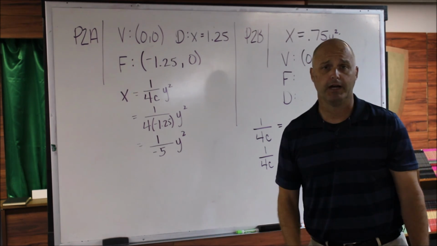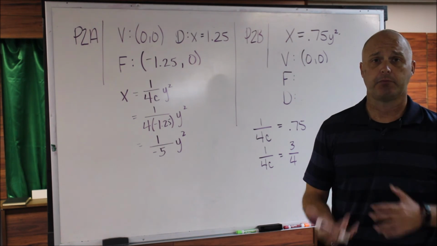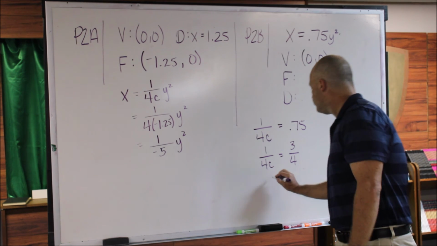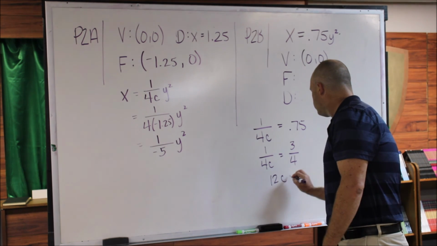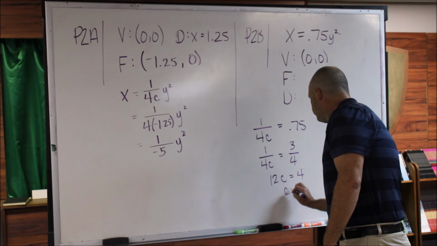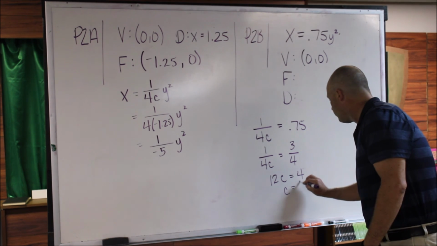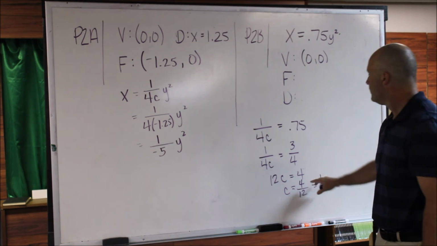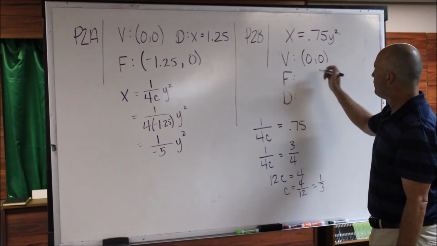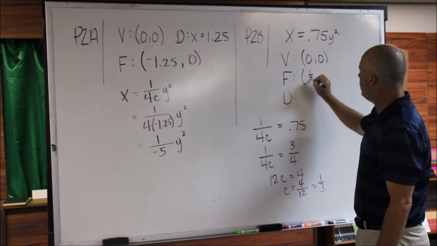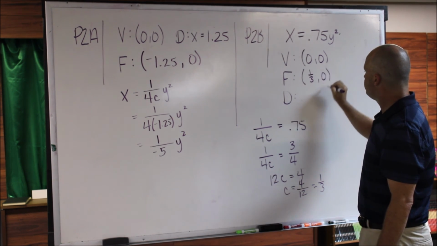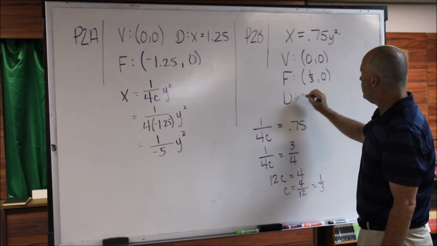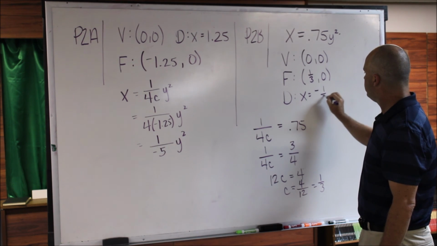Now at this point you should recognize that you've got a proportion. Anytime that we have a proportion, the rule is to go ahead and cross multiply. So we get 4c times 3 is 12c, and then 1 times 4 is 4, and then c is going to be equal to 4/12, and that's going to reduce then to 1/3. So the c value is going to be 1/3, which means that our focus is going to be at 1/3 and 0, and then our directrix is going to be at x equals -1/3.